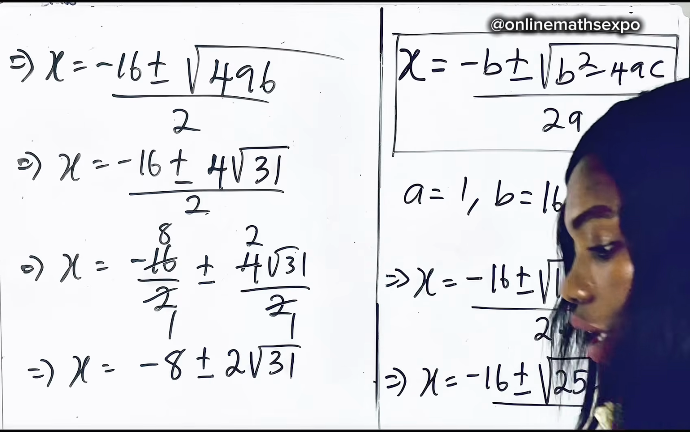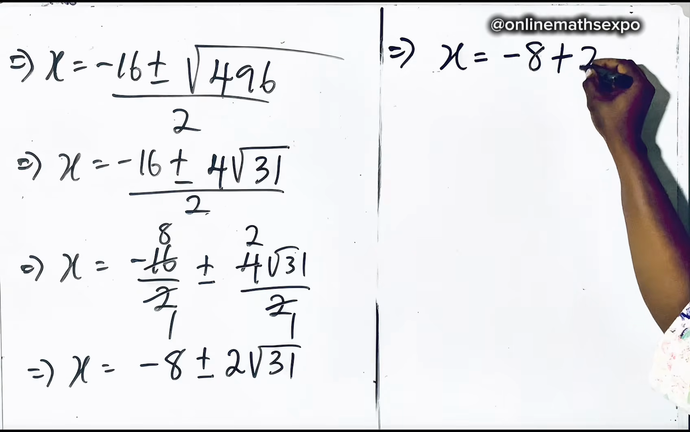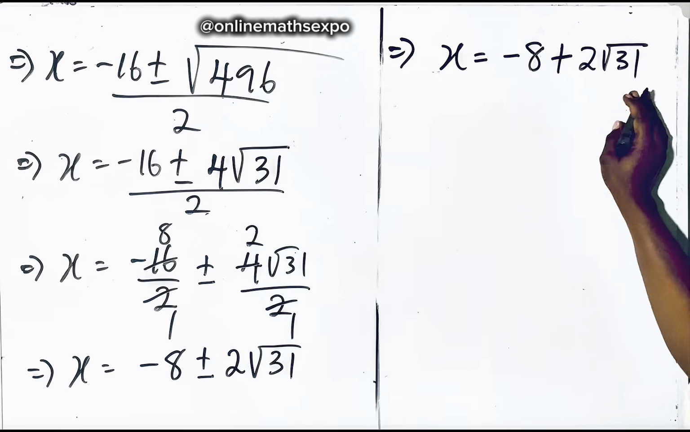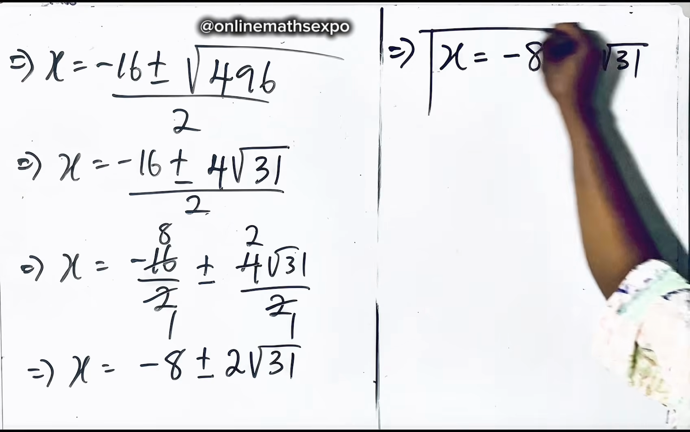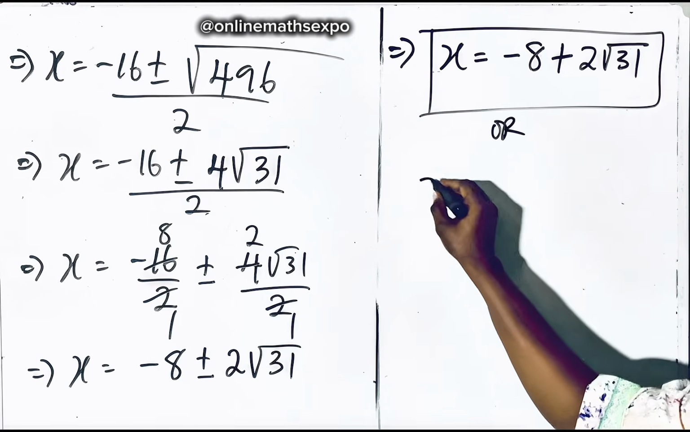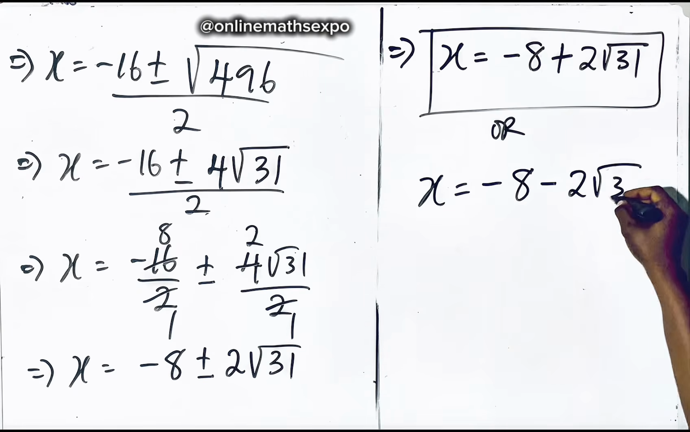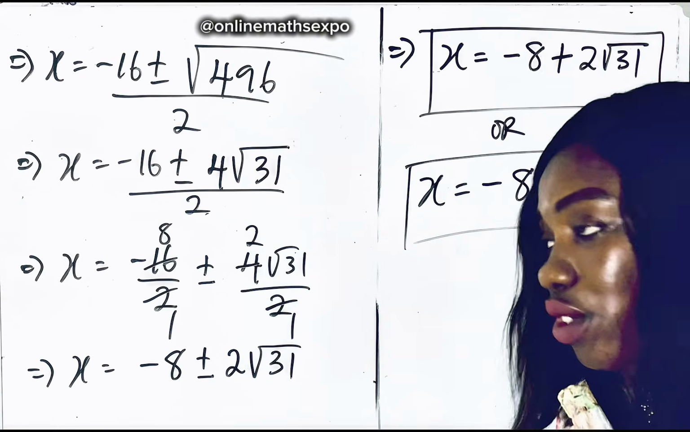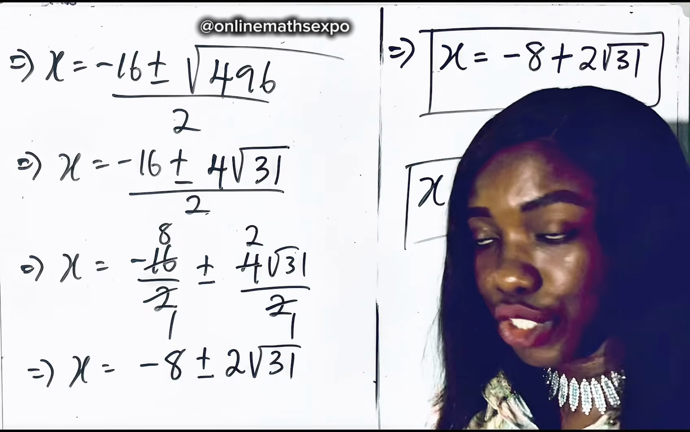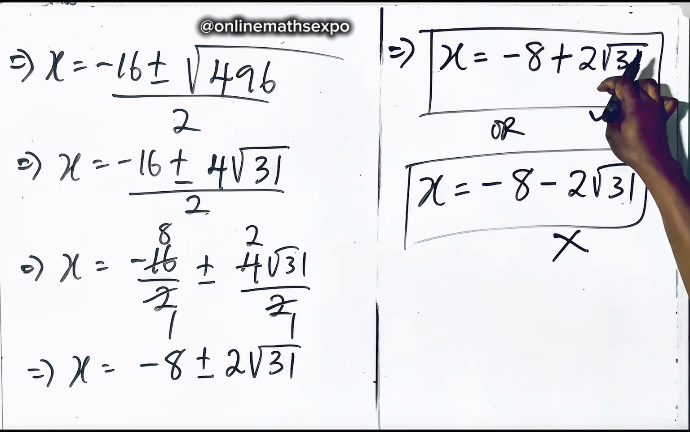So let's take it to this part. The first x value will give us negative 8 plus 2 root 31. And if you simplify this, you see it gives you a positive result. Then we have the second x value, x is equal to negative 8 minus 2 root 31. Simplifying this, you see, is going to give you a negative result. And because x is the side of a shape, we are going to reject this and accept this value of x. Now that we have found the value of x, what should we do?